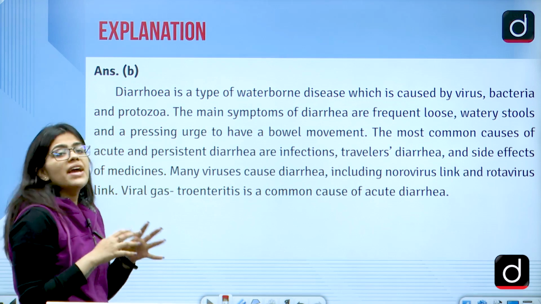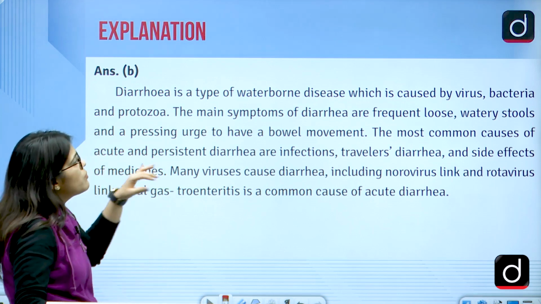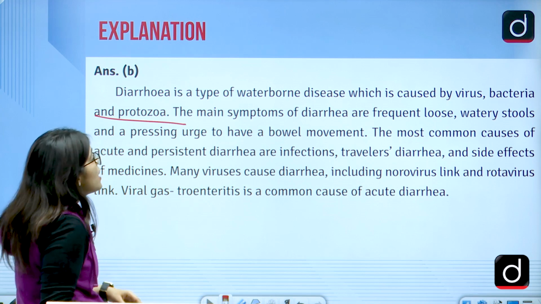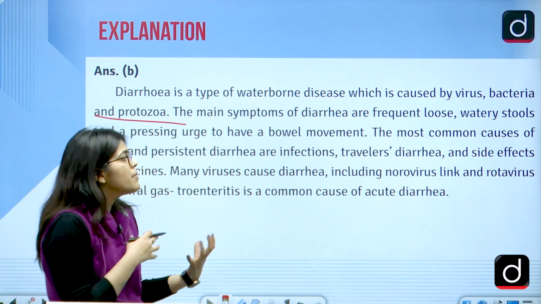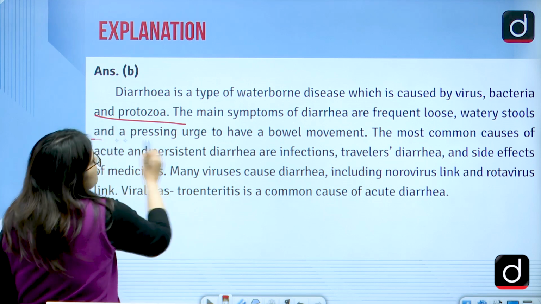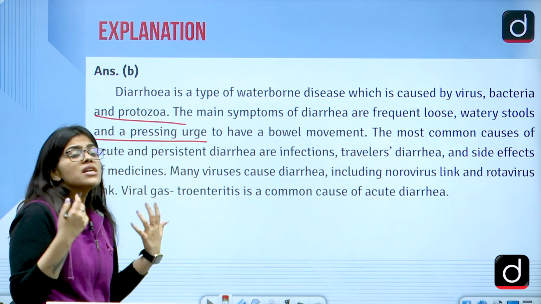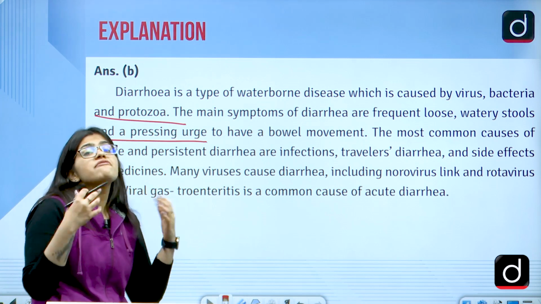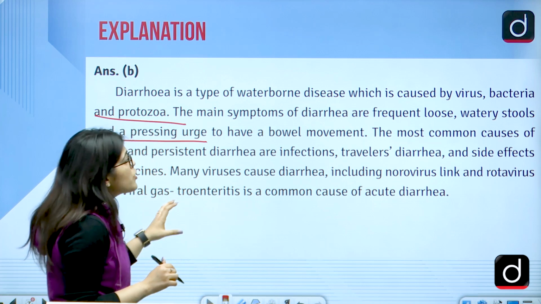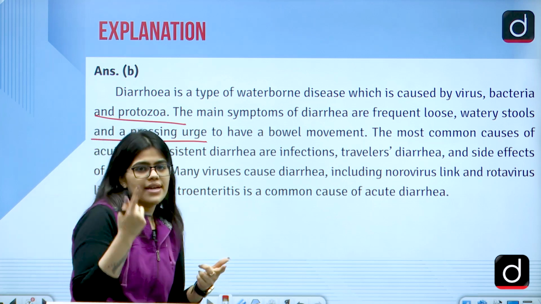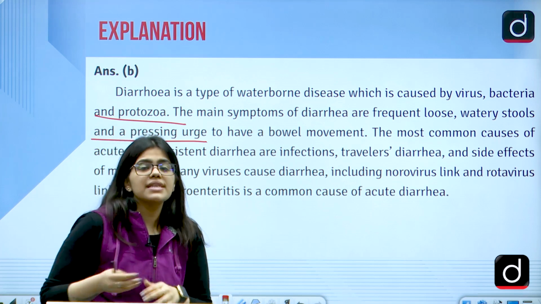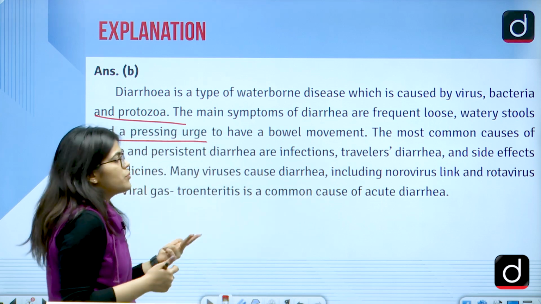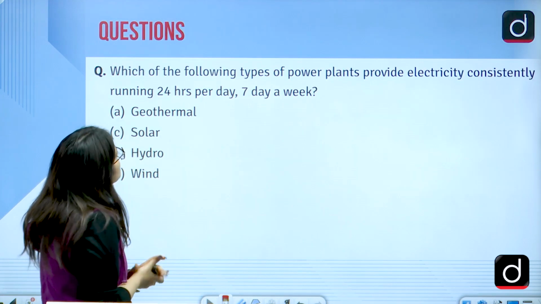right? So diarrhea is a waterborne disease that can be caused by virus, or by bacteria, or by protozoa also. The main symptoms of diarrhea are that you will frequently have loose watery stools, or there will be a pressing urge to have a bowel movement. You will have stomach aches. Also, the most common cause of acute and persistent diarrhea is infections that travel in your body, right? It is not always the virus that causes diarrhea, but this is a type of waterborne disease that can be caused by pathogens like virus, bacteria and protozoa, all of these three, right? I hope you have understood.